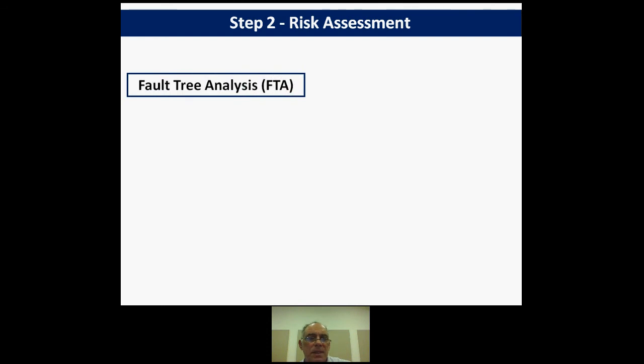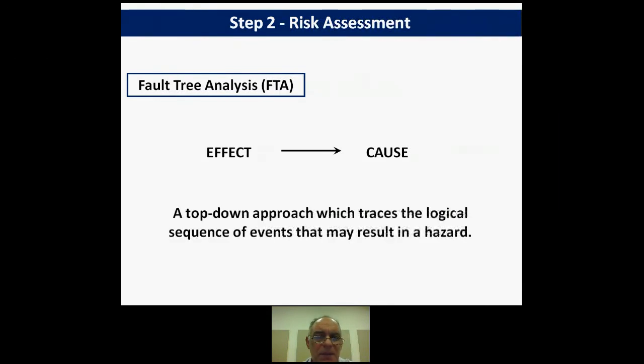Now, with regard to risk assessment, there are various methodologies, which are shown on this slide. One of them is the so-called fault tree analysis. It is, as we say, an effect-cause approach. We look at the effect first, we have the outcome, and we look at what caused it. This is very important. It's a top-down approach.